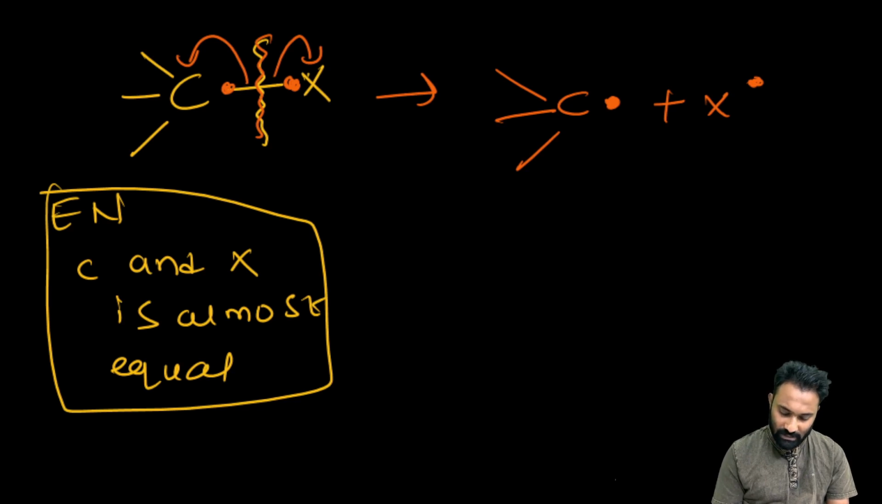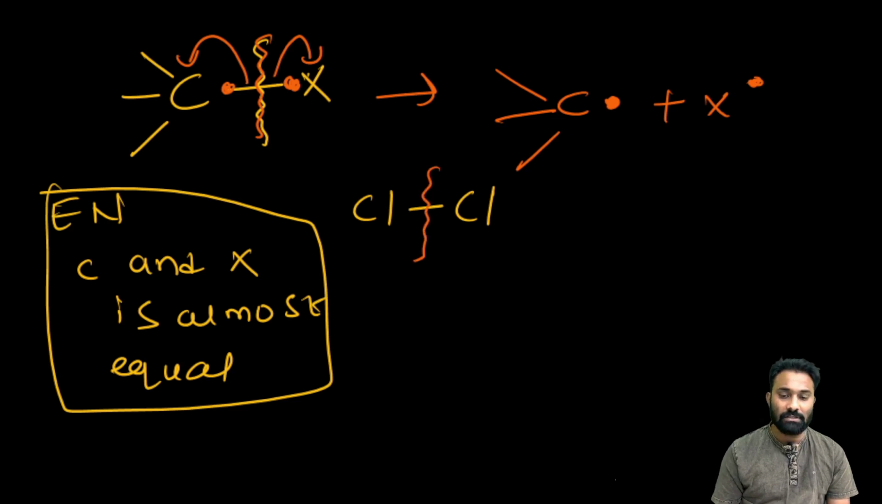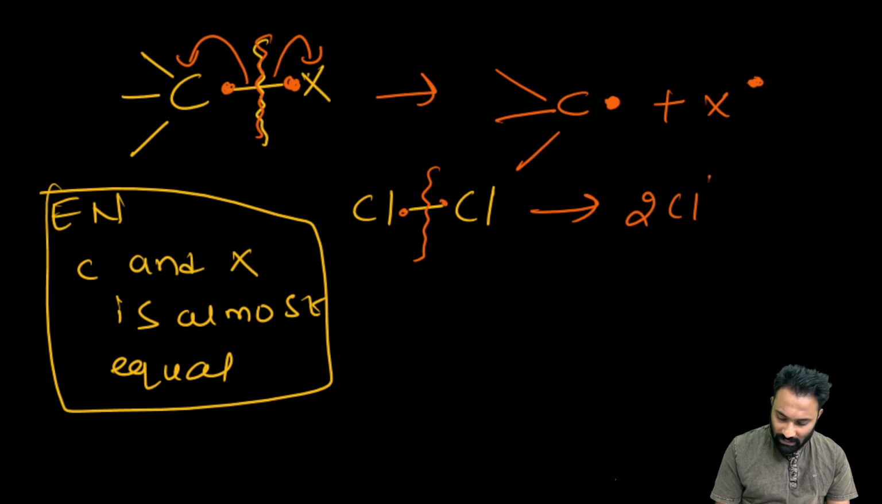Sir, a well known example for us, sir. Now if you take Cl2, what is the meaning of Cl2? Here this is chlorine and this is chlorine. The electronegativity between this chlorine and the other chlorine is the same, because this chlorine's electronegativity value is 3 and this chlorine's electronegativity value is also 3. Clear? If you break this symmetrically, what will happen? Two chlorine radicals will be formed.